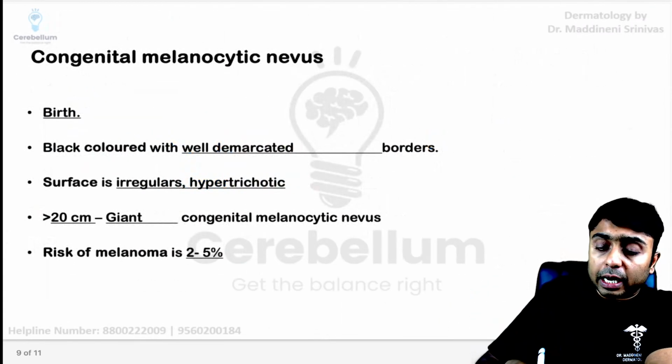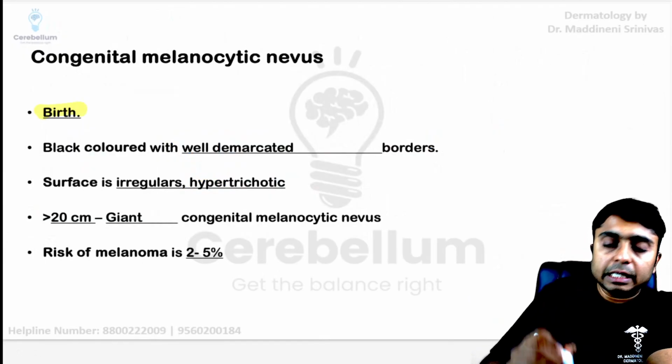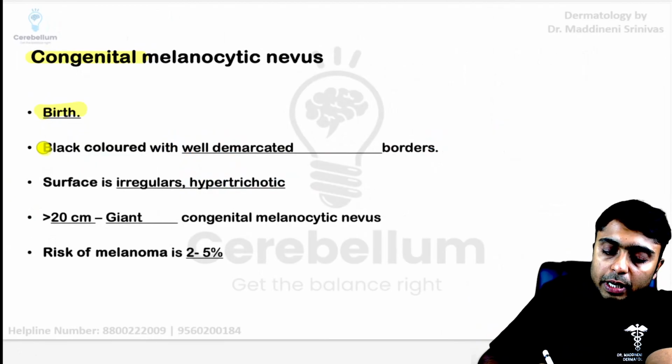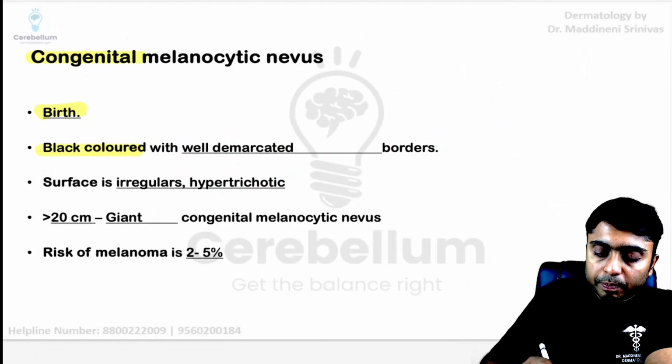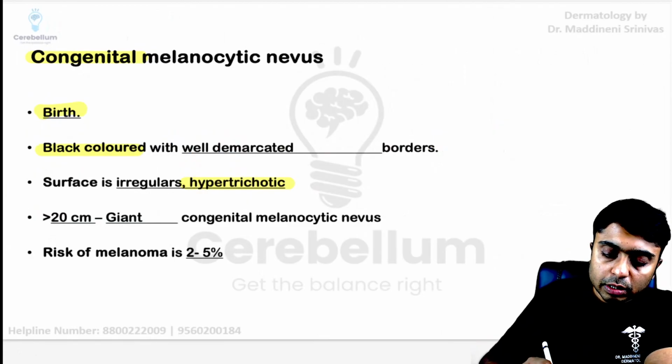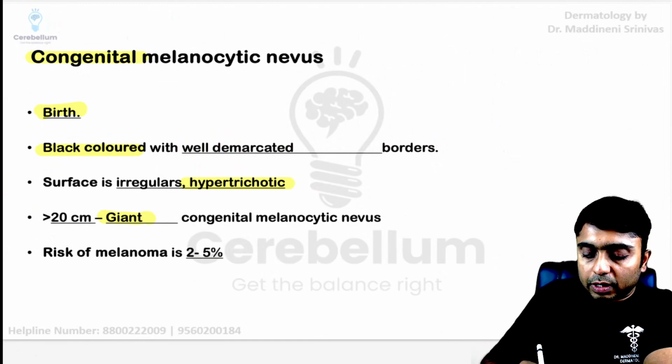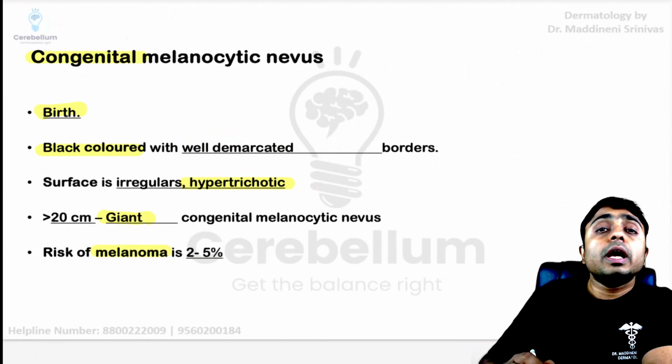Please remember a few characteristics of the CMN. It is seen since birth. Why? Because it is congenital, and there is going to be a black colored lesion which is going to have increased hair growth, hypertrichosis. And of course, giant congenital melanocytic nevus has a risk of transformation into melanoma.